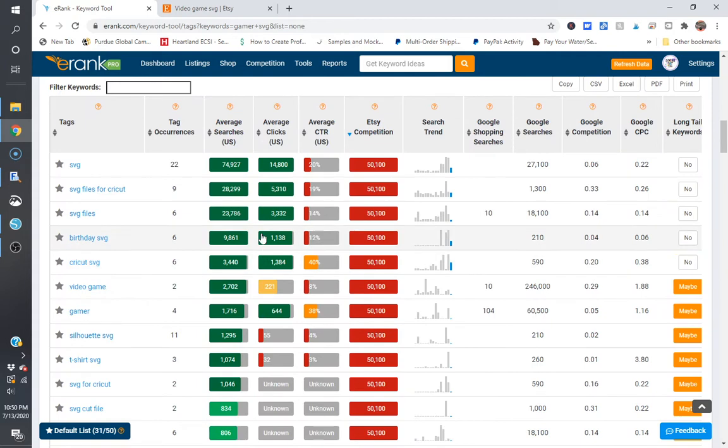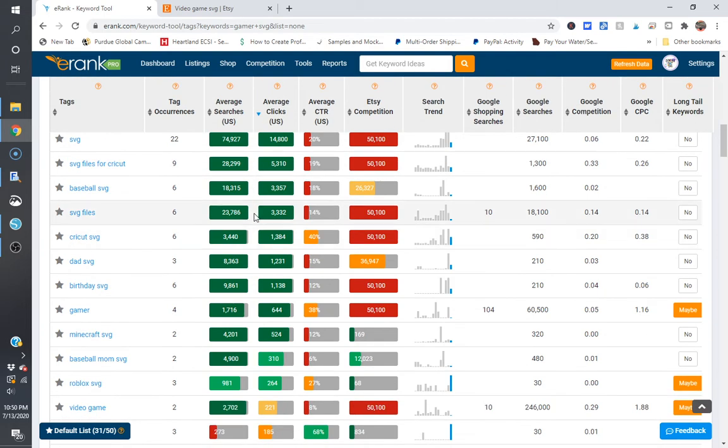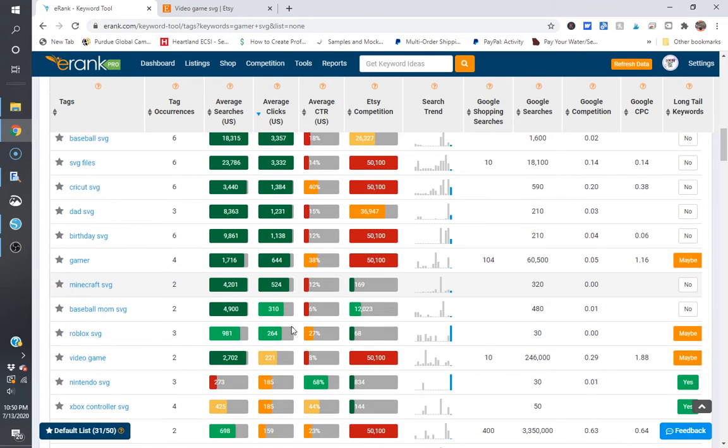Okay. You can also sort by average clicks. Obviously, more clicks means more chance for you to convert. Okay, so that's always a good thing. Minecraft, we don't want to deal with that because that's a trademark thing. Baseball Mom, it has nothing to do with video games, but hey, there's a lot of clicks on Baseball Mom SVG. You may want to go design for that.